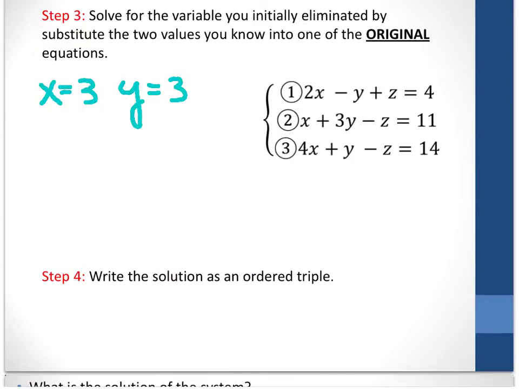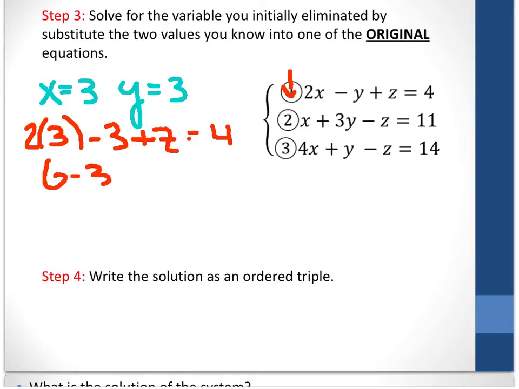In my last step, I solved and found that x was 3 and y is 3. The last thing I need to do is find z. So I'm going to take the values I just solved for and plug them into one of the original equations. I'm going to use equation number 1 here. 2 times 3 minus 3 plus z equals 4. So 6 minus 3 plus z equals 4.